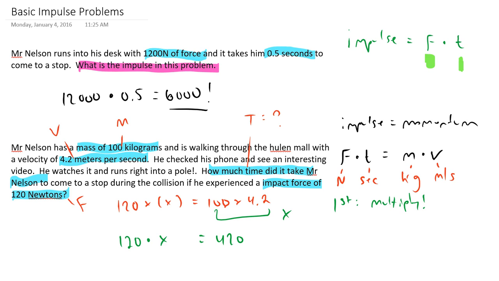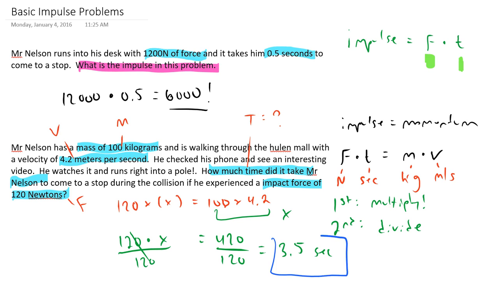This brings us to the second step in this type of problem: now I need to divide. I divide both sides by 120, so that goes away. 420 divided by 120 gives me my answer, which is 3.5 seconds. So for me to experience an impact that has a force of 120 newtons, I'm going to be running into that pole for 3.5 seconds, which is actually pretty hard to imagine. It's hard to imagine anyone running into anything for that long.